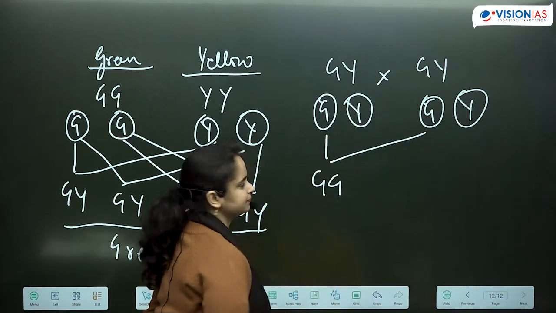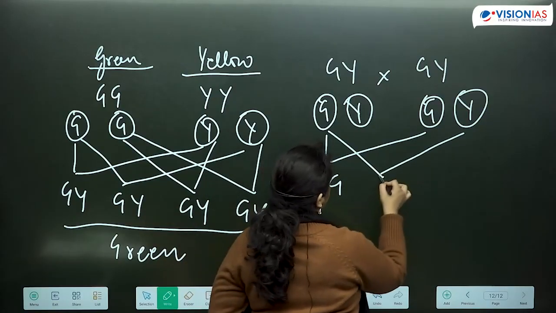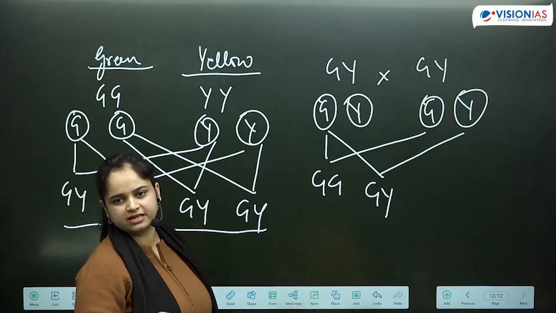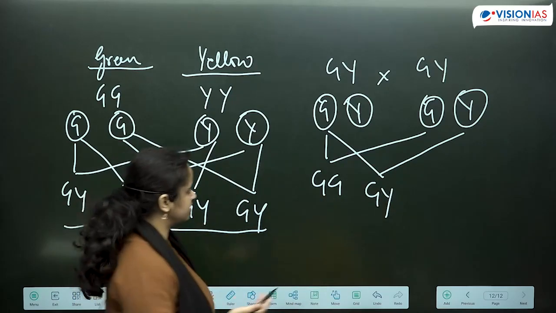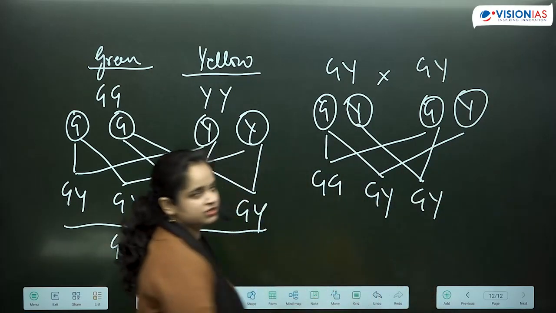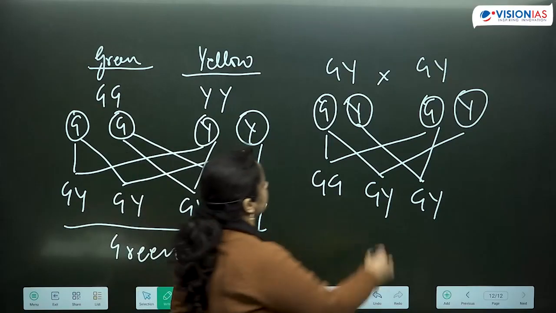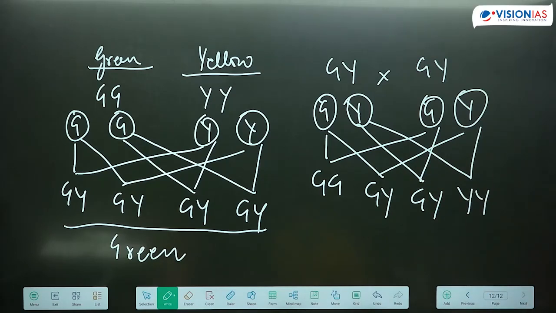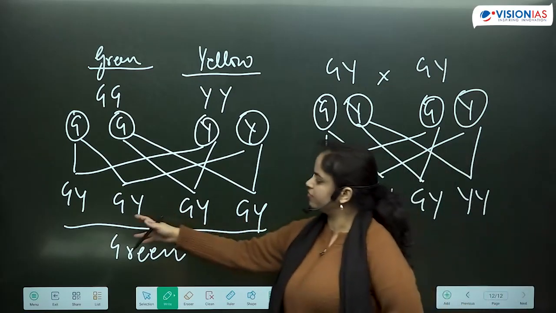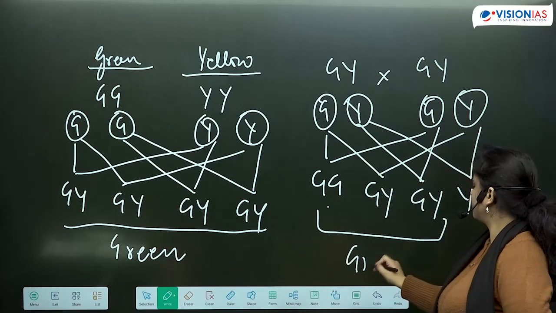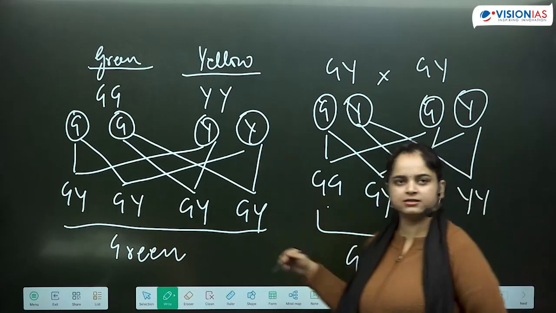G and G. G and Y. आप YG लिखो या GY लिखो, it means the same thing. It's just the combination which has significance. So I will write GY only, just for the sake of uniformity. And the last case is going to be Y and Y. Now from the first cross, we know that GY and GG both are green, but YY is yellow.